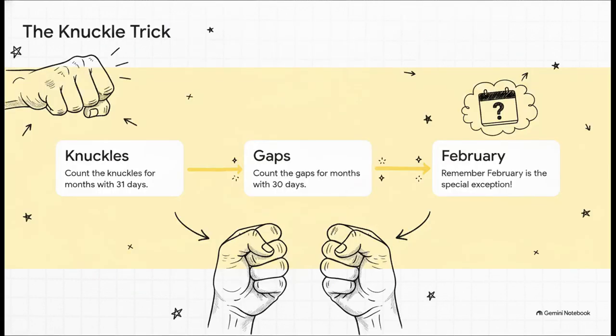Enter the classic knuckle trick. Seriously, this is a lifesaver. Just make a fist. Now, count the months along your knuckles and the dips or gaps between them. The knuckles that stick up, those are your long months with 31 days. The gaps that dip down are the short months with 30 days. And here's the magic. When you run out of knuckles at July, just jump right back to the first knuckle for August. If you count them all up, January, March, May, July, August, October, December, you hit exactly 7 months that have 31 days. Easy, right?